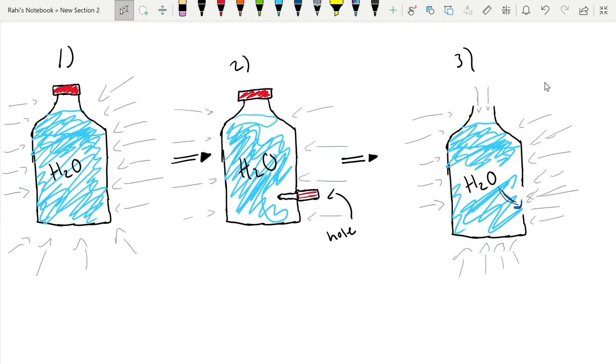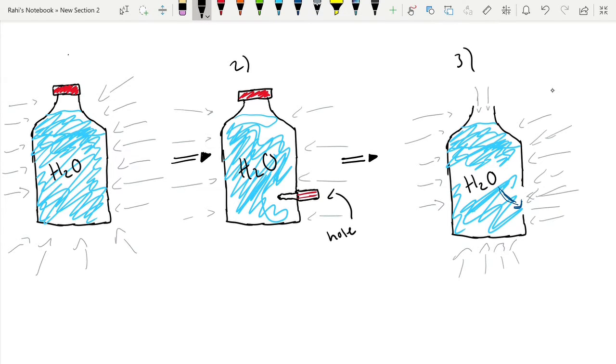Hello guys, this is to continue the Fluids Lab project, and now we're going to go a little bit behind the scenes, behind the theory, as to why it is that when the cap is off, the water starts flowing out, and when the cap is on, it doesn't flow out of the hole.